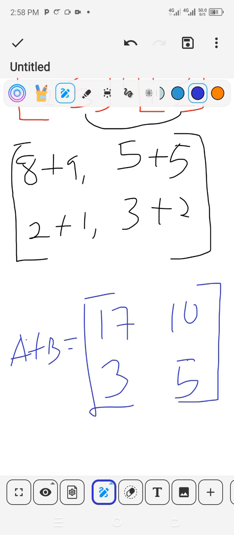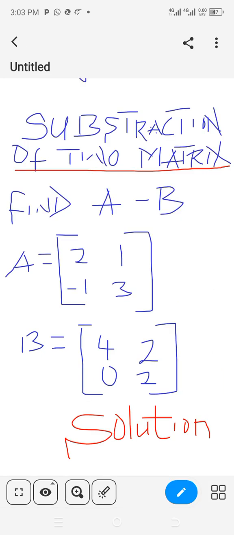So let's go to subtraction of matrix, because this is for addition of 2 by 2 matrices. So we have the heading here, subtraction of 2 matrix, and we are given a question. Find A minus B.